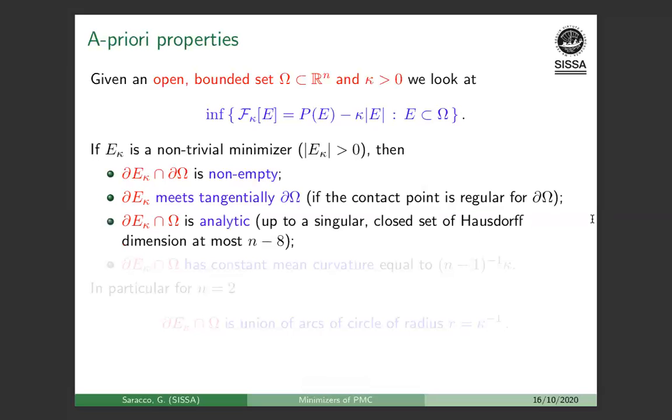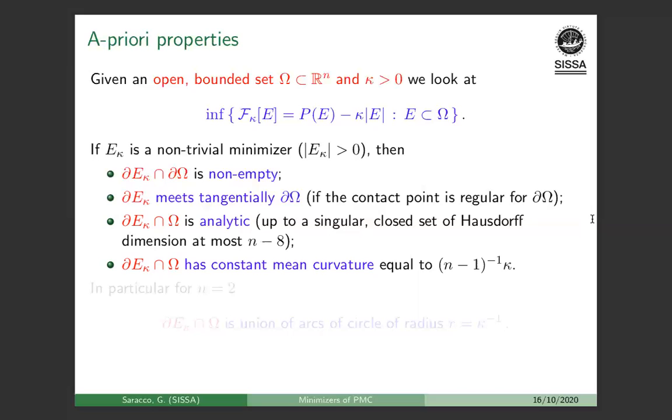Moreover, the internal boundary of E_k, so the boundary of E_k inside Omega, inside the box, is actually analytic up to some, say, negligible set. Say up to dimension 7, you are analytic. And actually, this internal boundary has constant mean curvature equal to the prescribed k times some dimensional constant. And this is more or less the reason why this functional is called prescribed mean curvature functional, because the minimizers have mean curvature given by the k you fix at the very beginning.